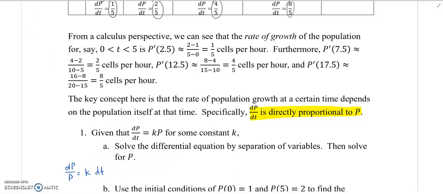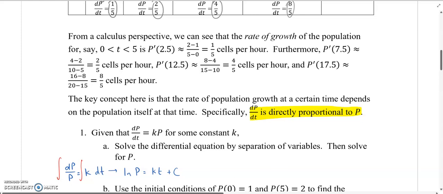Now we're going to integrate, which is great. And when we integrate this equation, we're going to get that the natural log of P is equal to k times t, because we're integrating with respect to t, plus some constant of integration. I'm going to ignore the absolute values. Turns out they don't really matter, so we don't really need them in this case.